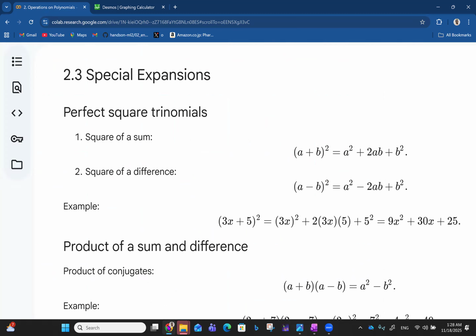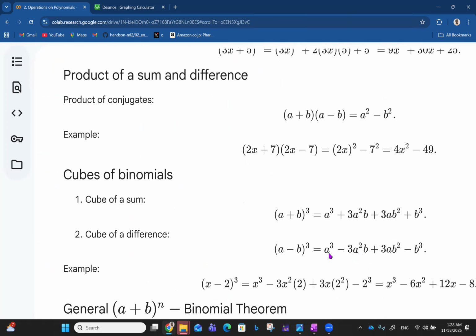Okay? So imagine you have 3x plus 5 raised to power 2. So you just know that's 3x all squared. That's 9x squared. Then 2 times 3x times 5. That's 2 times 3, 6 times 5, 30x. Then 5 squared, that's 25. So easy, you just go fast like that.